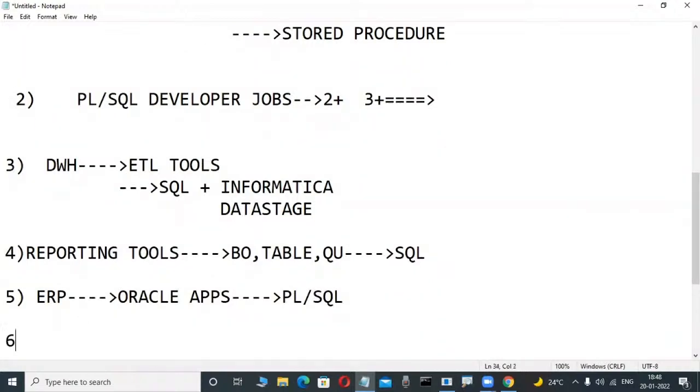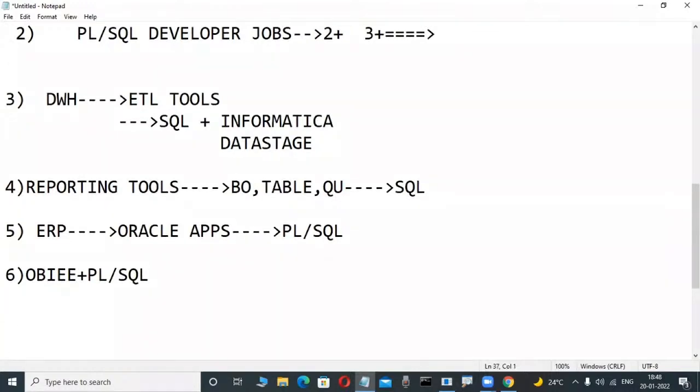Again, there are OBI programmers. OBI is a product, and there are PL/SQL jobs with it. Those persons are also learning like that. These courses are for different persons.